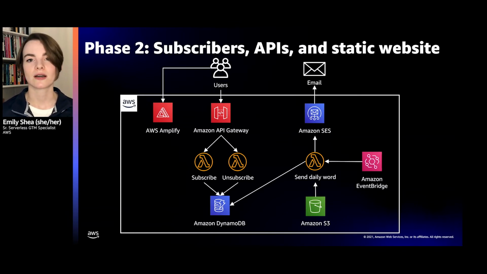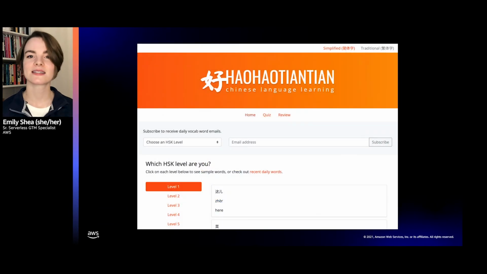So all of the users' email addresses, the Chinese vocab level that they're subscribed to, all of that is stored in DynamoDB. And the function that sends those daily words out is going to pull from that database to get that contact information. This is the front-end website that I built. I used the Vue.js framework to build this one. And you can see the form that I've got here where it says subscribe to receive daily vocab word emails. I've got a little drop-down where they can choose the level of Chinese that they want to subscribe to, and then a form where they can put their email address in. And when they hit subscribe, that's going to take that email address and information and send it to the API endpoint and update the DynamoDB database.